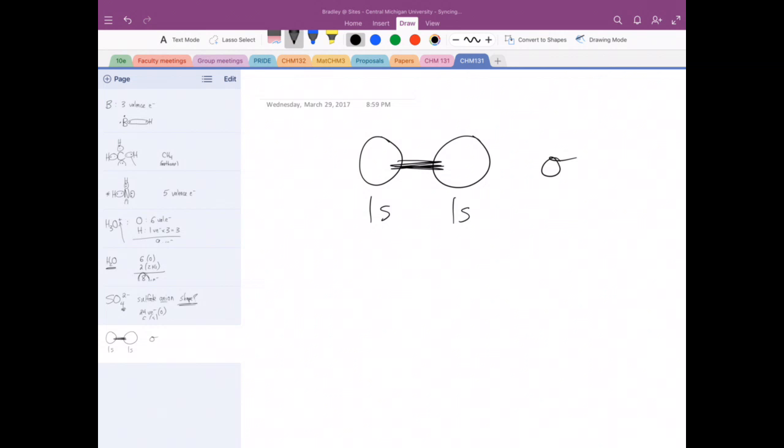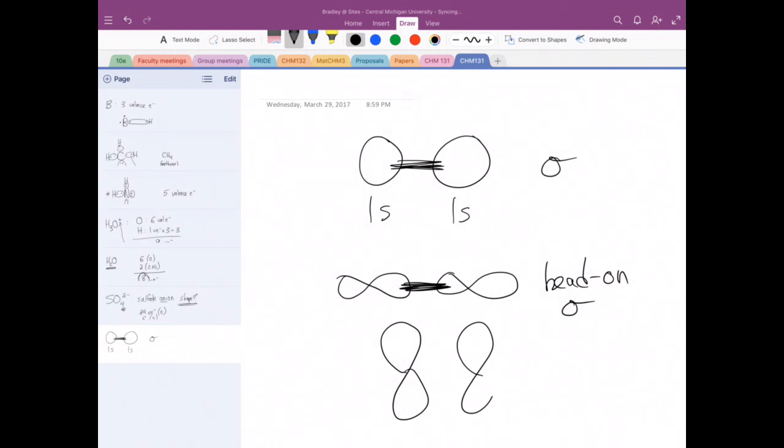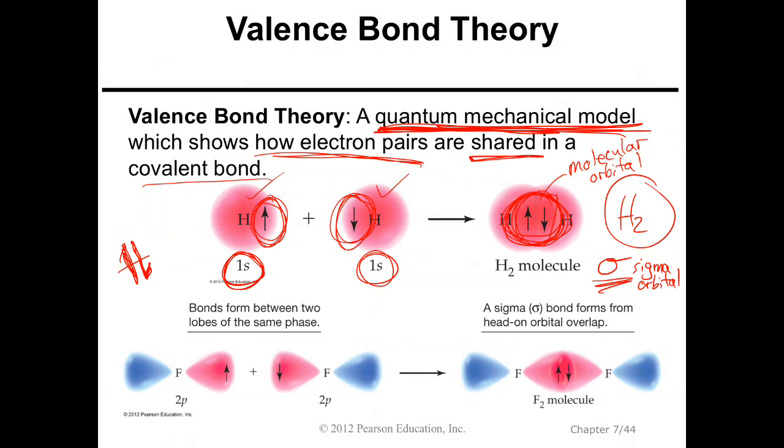But you can also have p orbitals that overlap. They can overlap this way, head on, and that would be a sigma. Or the dumbbells can overlap this way, and this is called a pi bond. This is where you start to have double bonds. One is going to be a sigma, one is going to be a pi. We'll get into that a bit later.